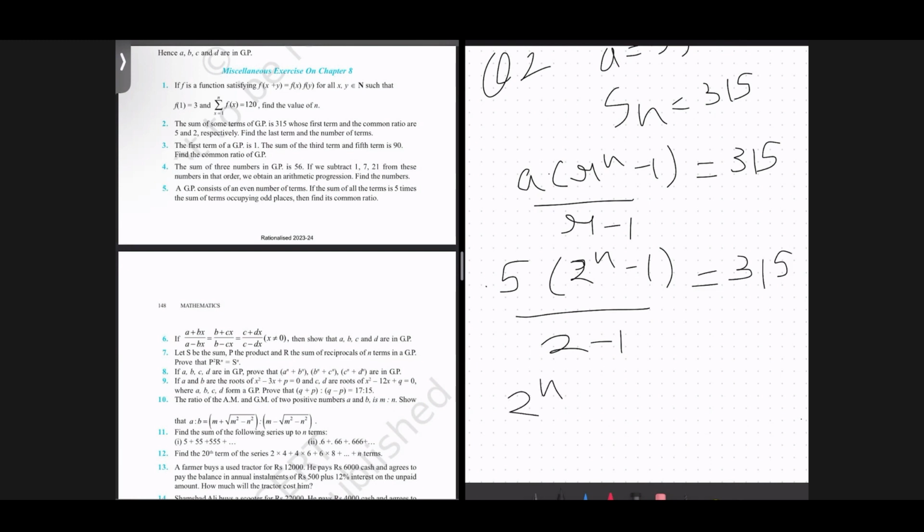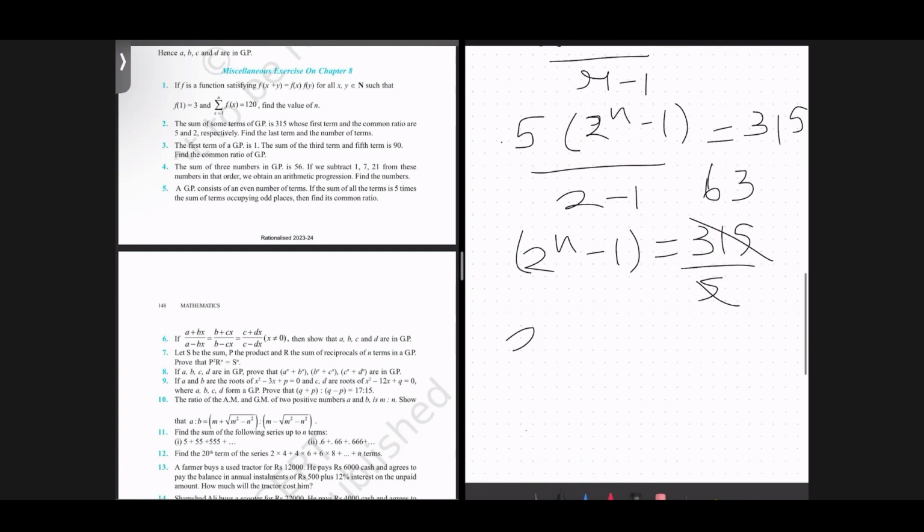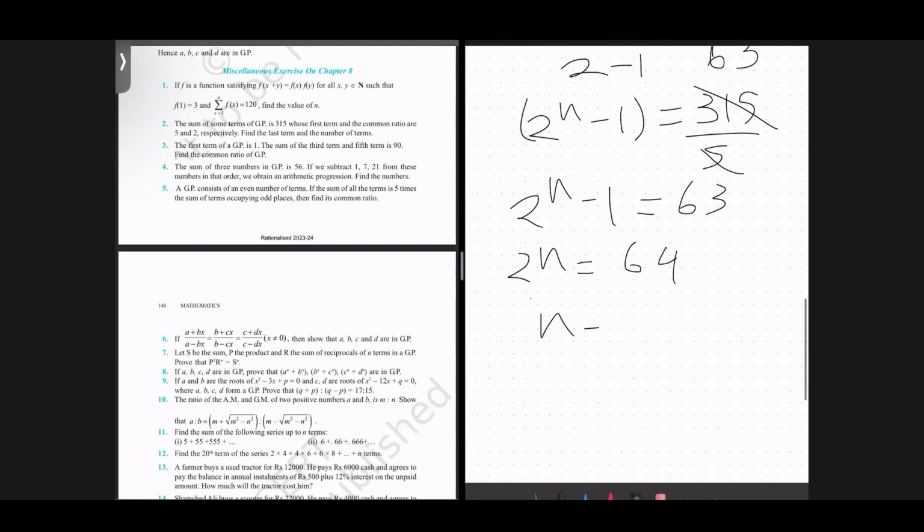Right. So 2^n - 1 is equal to 315 upon 5. This gets divided, and what you're left with is 63. So 2^n - 1 is going to be 63, 2^n is going to be 64, and the value of n for this equation is going to be 6. So the value of n is equal to 6.